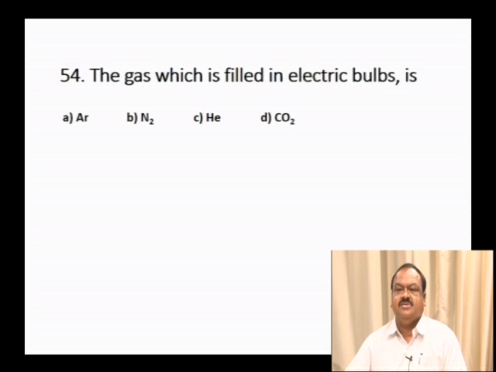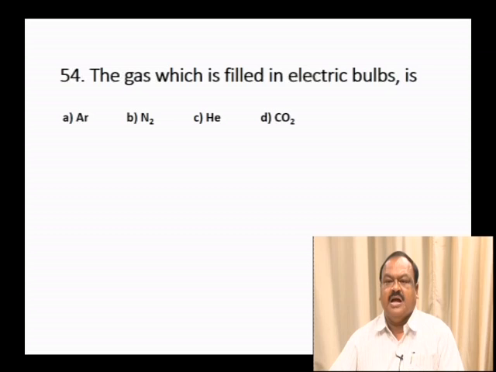The gas which is filled in electrical bulbs is argon, nitrogen, helium, or carbon dioxide. Which gas is filled in electrical bulbs? Argon, which produces orange color when electricity is passed into it. So, argon will be filled in the electrical bulbs. So, the answer is A.